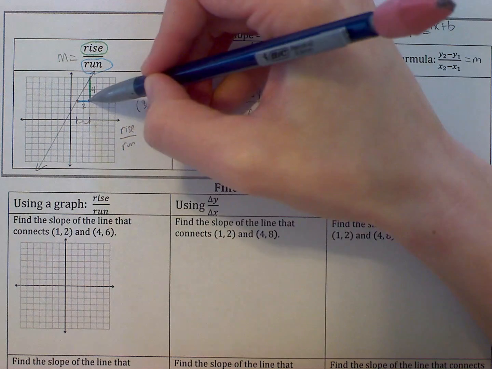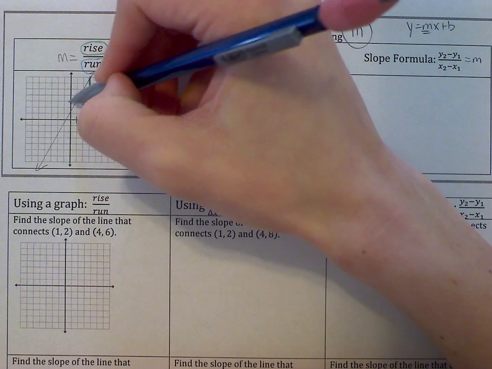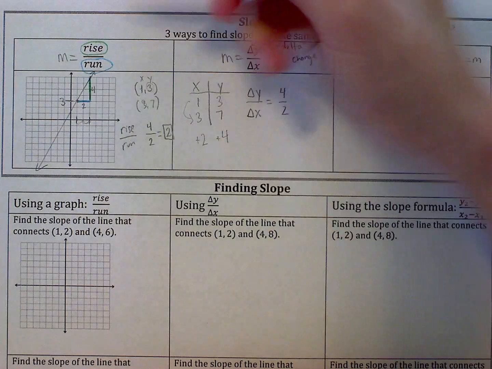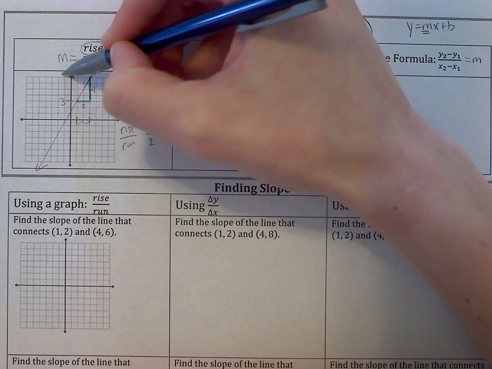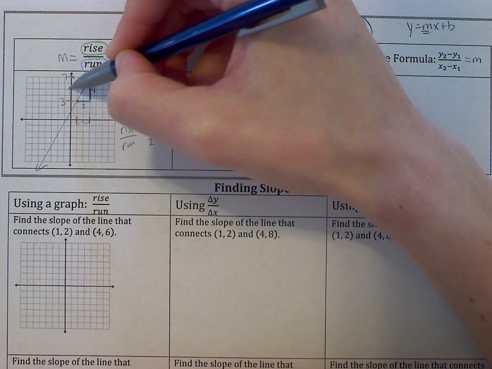And then the y value, well, the y value starts at 3, right? The y value starts here at 3, and then in order to get up to that second point, the y value has to go up all the way to 7.